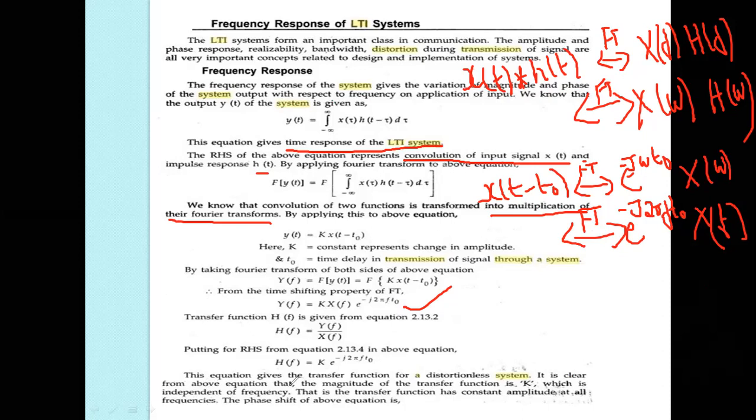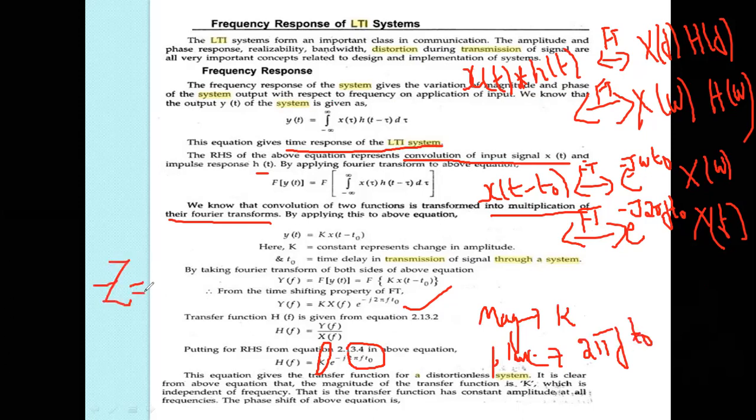It is clear from the above equation that the magnitude of the transfer function is k, which is independent of frequency. That is, the transfer function has constant amplitude at all frequencies. What is the phase shift here? The coefficient of j is 2 pi f t naught. So the magnitude is k and the phase shift is 2 pi f t naught.